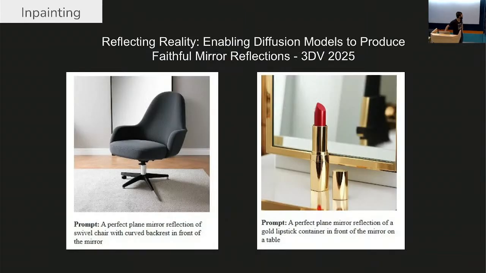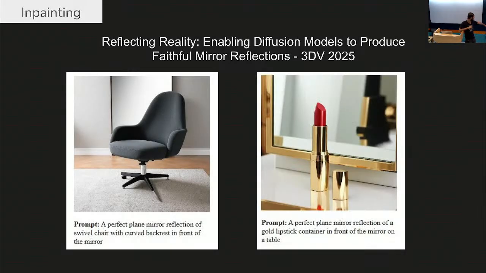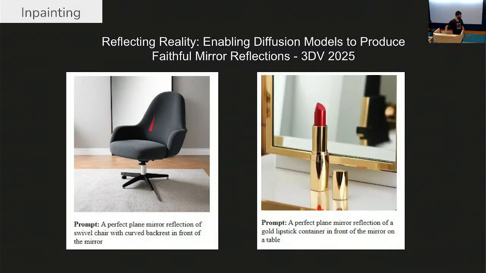Okay. So this is another work from our lab where we analyze the mirror reflections in diffusion models. This is Stable Diffusion 2. If you give this prompt, perfect plane mirror reflection of a swivel chair, the model generates something like this. This is the chair which is coming nicely, but we asked for a mirror reflection. So it generated some form of mirror behind, but there is no reflection.